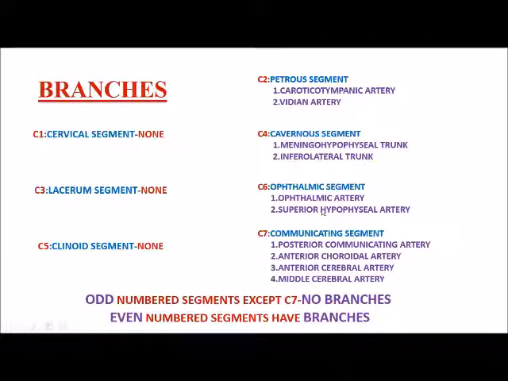It has two branches. First one, ophthalmic artery. Second one, superior hypophyseal artery. C7, that is communicating or the terminal segment, has four branches. First one, posterior communicating artery. Second one, anterior choroidal artery. Third one, anterior cerebral artery. Fourth one, middle cerebral artery.